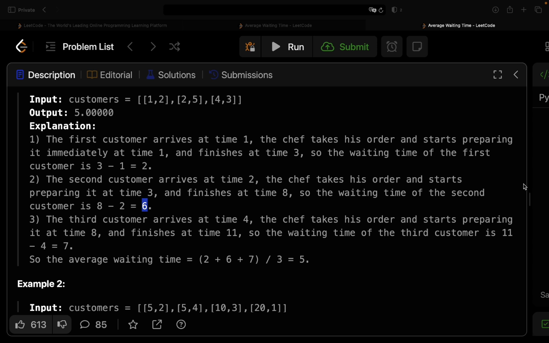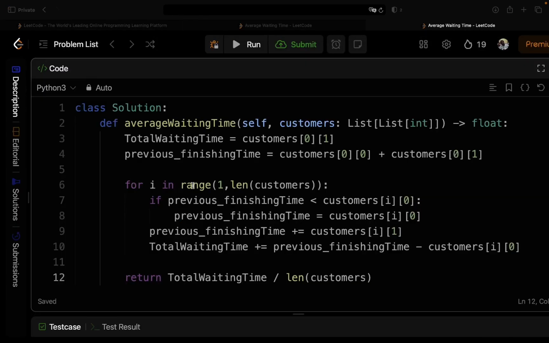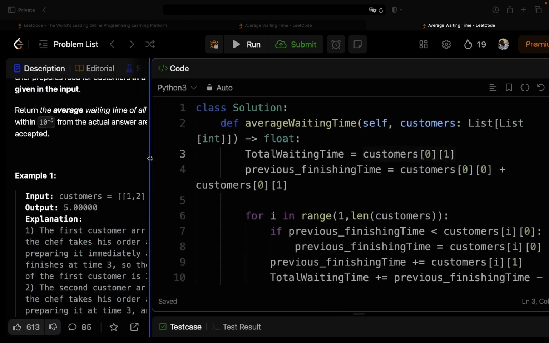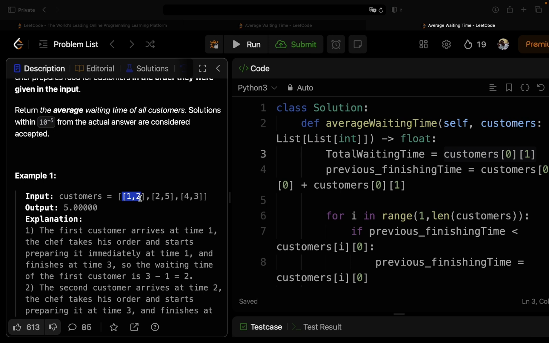So to solve this problem, let's dive into the coding. First of all, we define a variable called total waiting time. For the first customer arriving, the waiting time will be 2. We don't need to do 1 plus 2 minus 1, so it's redundant.